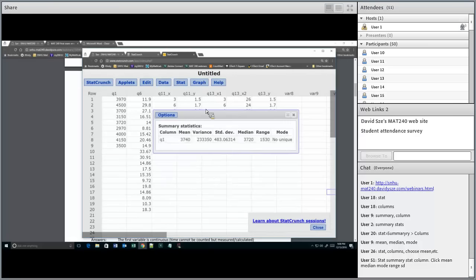Those are your statistics. Very simple, straightforward. There's nothing complicated in this problem. And then you see that there's no mode. And the reason is, why is there no mode?